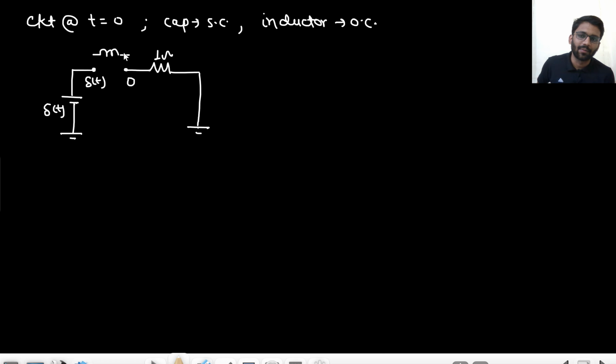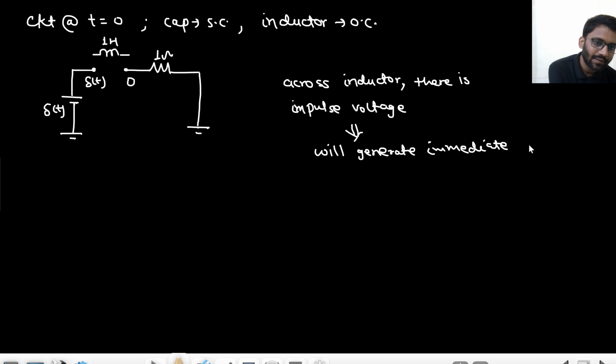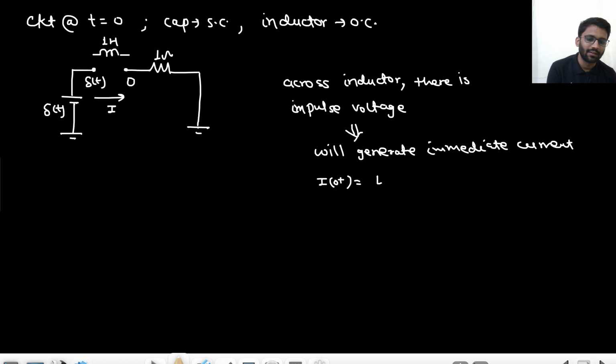So across the inductor I am having impulse voltage. That means it will generate immediate current. So if I am calling this current as I, so I of 0 plus will be what? Tell me what it will be. Not Vs by L, 1 by L. It will be 1 by L, that means it will be 1 ampere.